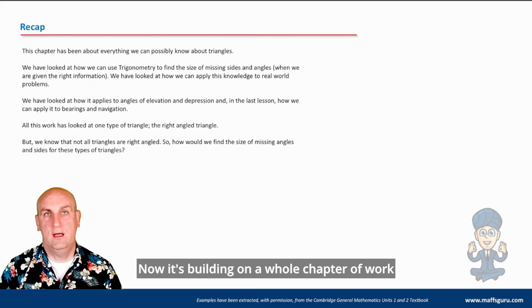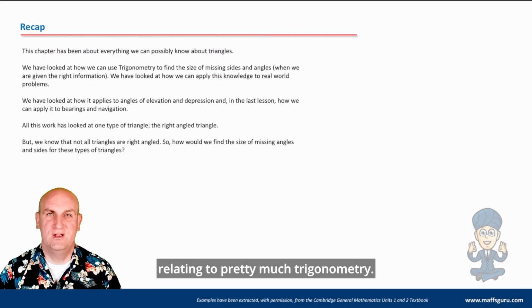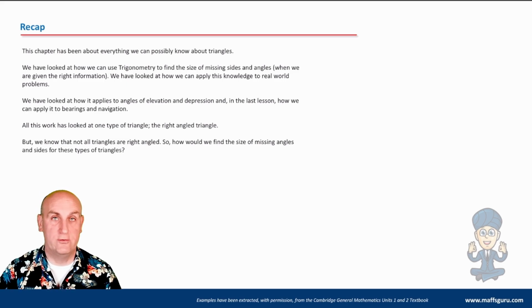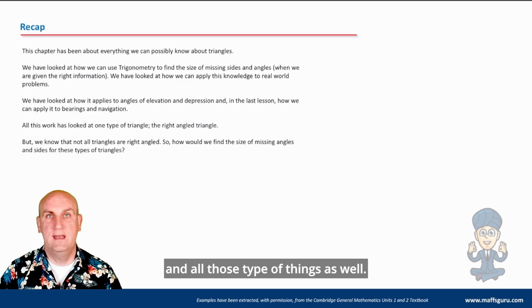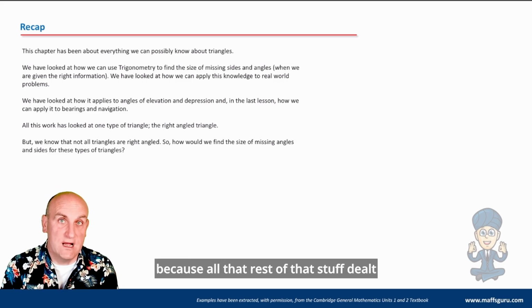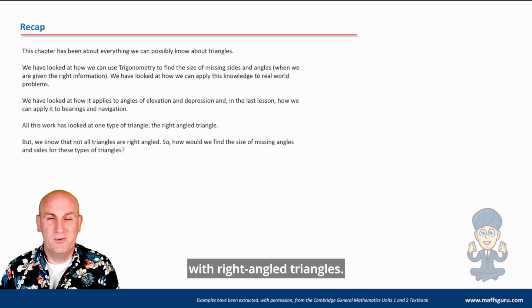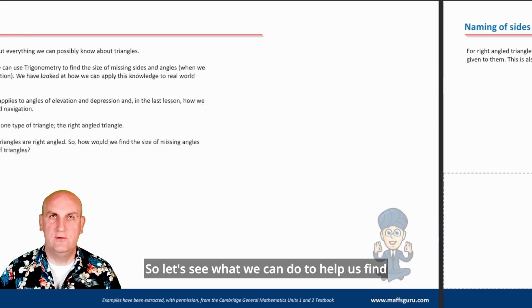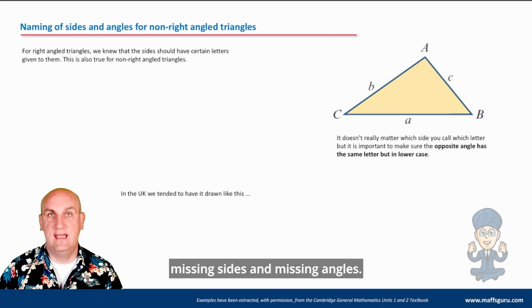Now, it's building on a whole chapter of work relating to trigonometry. We've done the basics, we've looked at side lengths and angles and bearings and all those types of things as well. And now we're going to get on to non-right angled triangles, because all that rest of that stuff dealt with right angled triangles. But not all triangles in life are right angled. So let's see what we can do to help us find missing sides and missing angles.